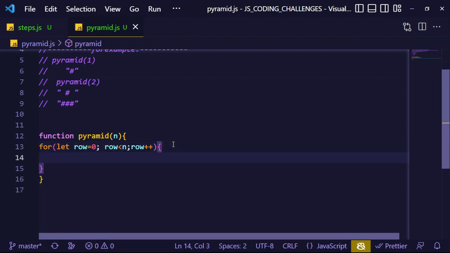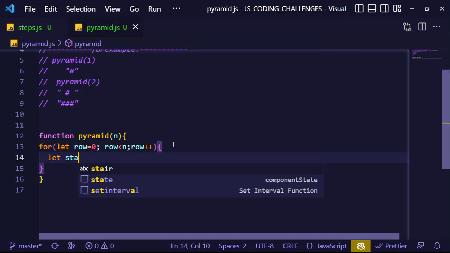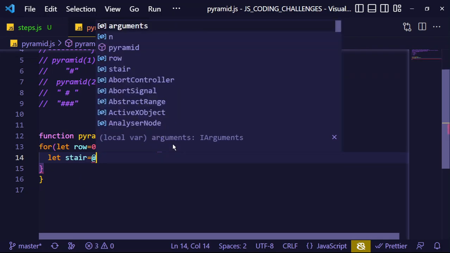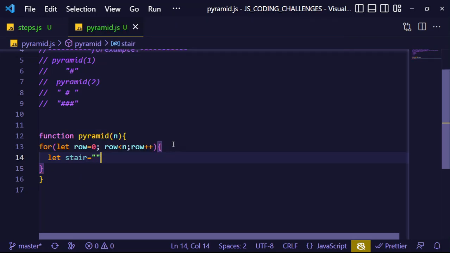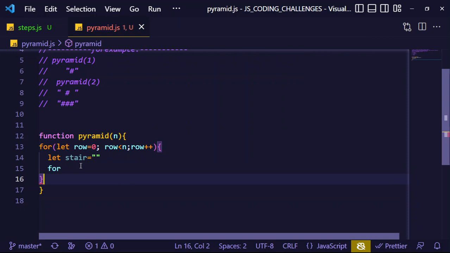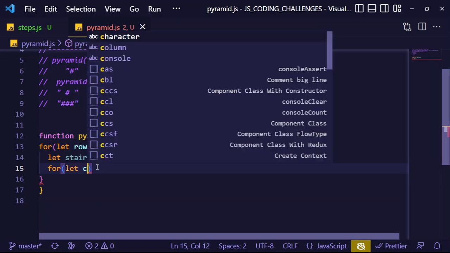And then we do the very same thing. Let level, can I call it stair? Let me just call it stair, as we did in the previous challenge. So let stair be an empty string. And we're going to be nesting the very idea we took in the first challenge. We're going to use a nested for loop again in this challenge, looping through the columns. So let column.